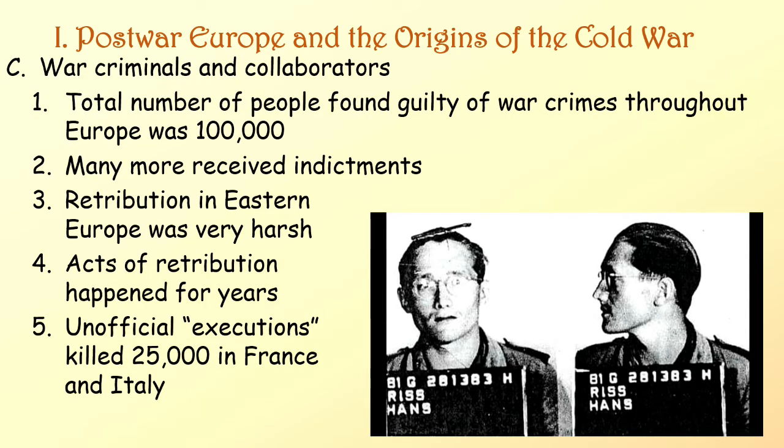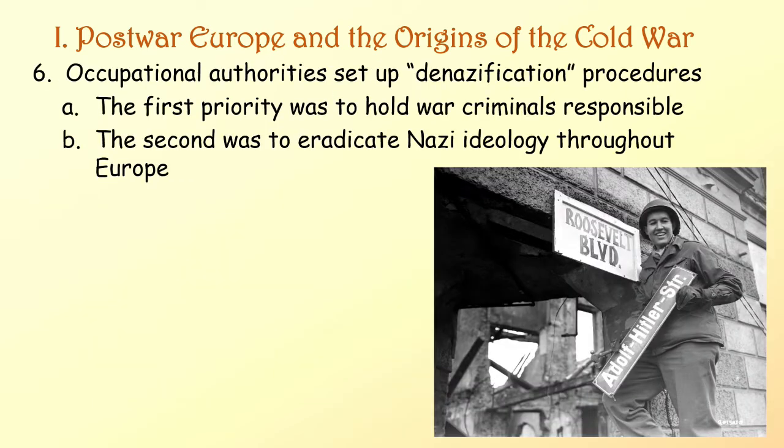War criminals and collaborators. The total number of people found guilty of war crimes throughout Europe was 100,000. Many more received indictments. Retribution in Eastern Europe was very harsh. Acts of retribution happened for years. Unofficial executions killed 25,000 in France and Italy. Occupational authorities set up denazification procedures. The first priority was to hold war criminals responsible. The second was to eradicate Nazi ideology throughout Europe.